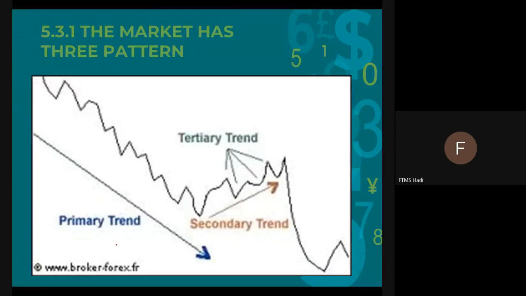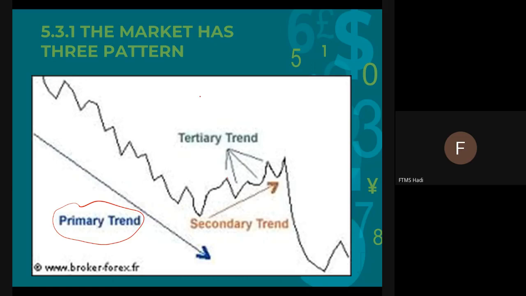The first one: the market has three patterns. What you saw just now in the discussion is more on looking at the primary trend, that means a general overlook, a general shape. The secondary trend is more on the detail, smaller than the primary. And tertiary is more on very small minor details. So those are the three patterns in the market for technical analysis. But we are more on seeing the primary trend. That might be enough compared to secondary and tertiary.